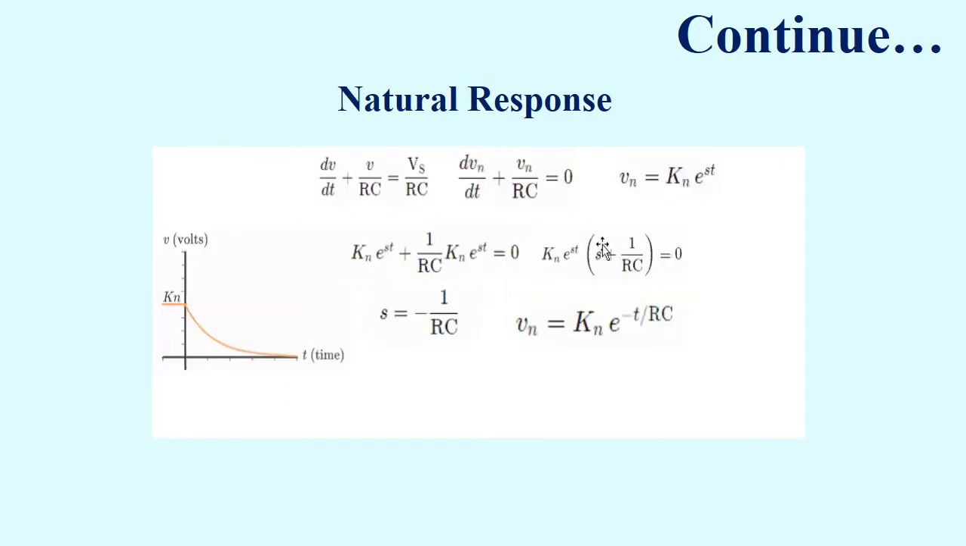Second part of the step response, the natural response. So we have this equation, and in the natural response, basically there is no DC supply, so the voltage source Vs equals 0. After putting Vs equals 0, we have dVn/dt plus Vn/RC equals 0. Then Vn equals Kn e raised to the power St. This is the type of Vn equation.